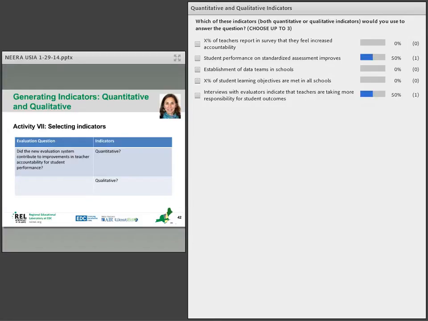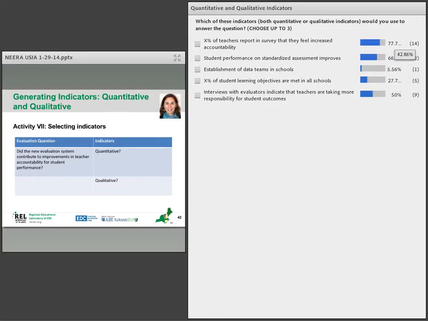We didn't have an option for an other here, but there certainly are other potential indicators you might consider. But just to have you think about, if I were doing this, and some of you are doing this work, which would be the indicators that you would select to measure the success of your program in terms of increasing teacher accountability for student outcomes?